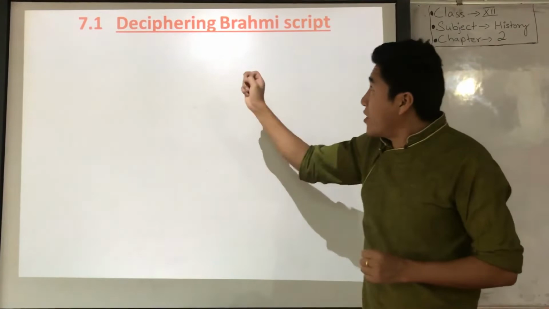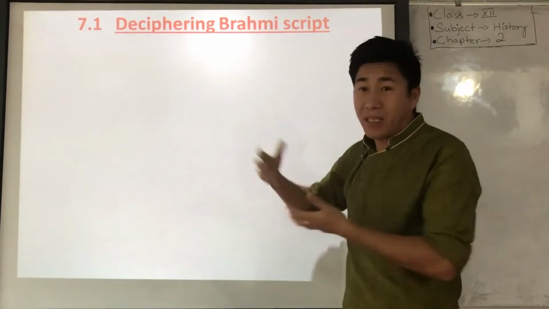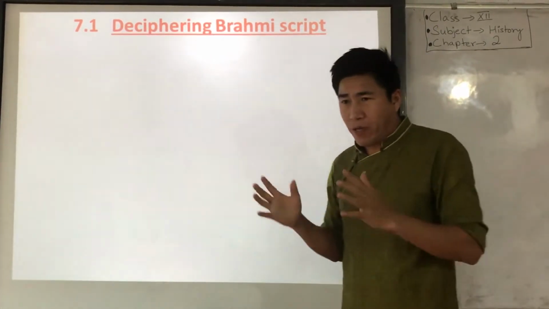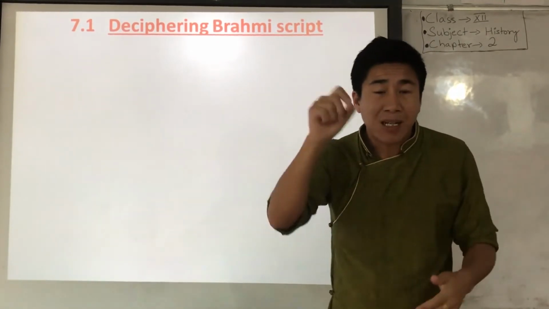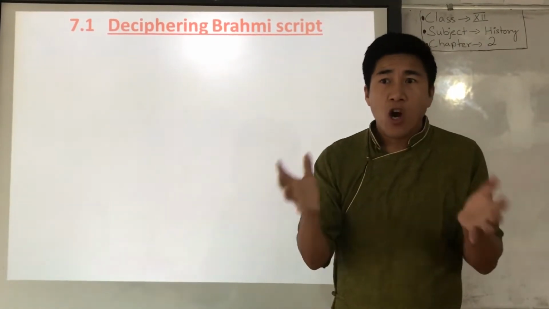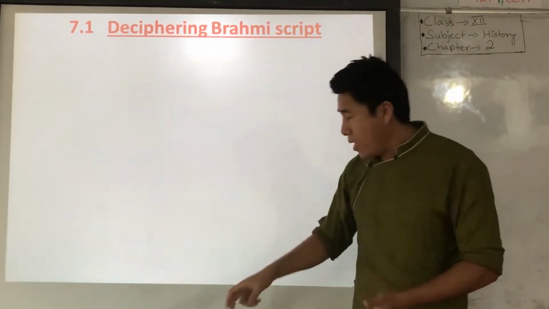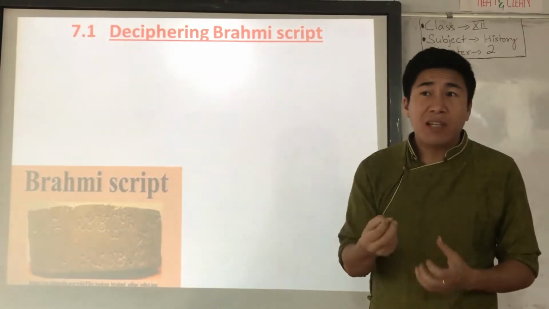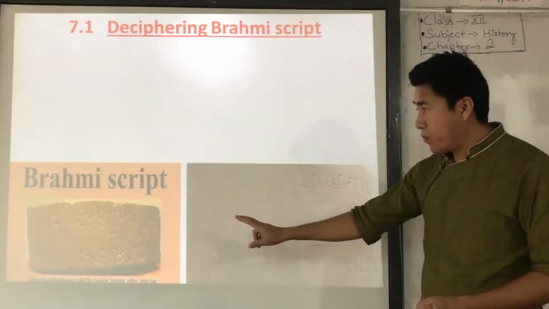Deciphering Brahmi script means how historians were able to read the Brahmi script that was used in ancient India. Right now we are using the Hindi script, ka, kha, ga, gha, nga. All of these Hindi scripts were derived from the Brahmi script. The Devanagari script that we are using right now comes from the Brahmi script.